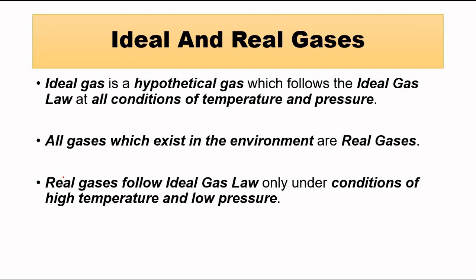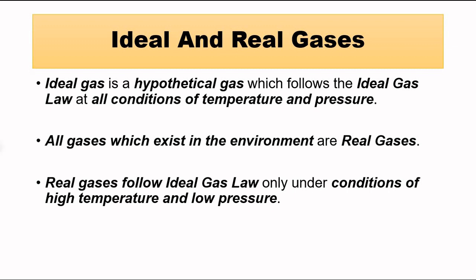Okay, and another important thing, these real gases come very close to the ideal curve under certain conditions of temperature and pressure combination, which is basically high temperature and low pressure. But at normal temperature and pressure, they behave in a very random manner. They exhibit different behavior at different temperature and pressure, which is not close to ideal gas behavior. Okay, so this is ideal and real gases.